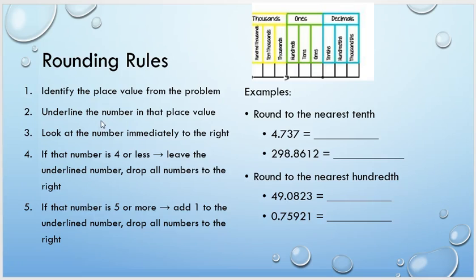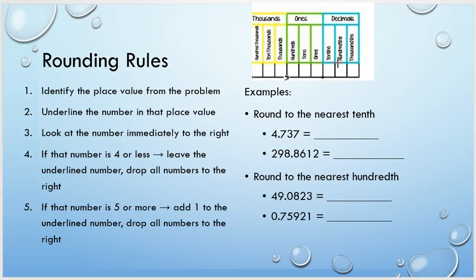All right, guys. So this was the one slide we didn't get a chance to do, and it had to do with our rounding rules. So your rounding rules state, number one, identify the place value from the problem. So what place value are they telling you to do? Now, as we go to that, if you look at what we have up here, we have the thousands, the ones, and then the decimals.